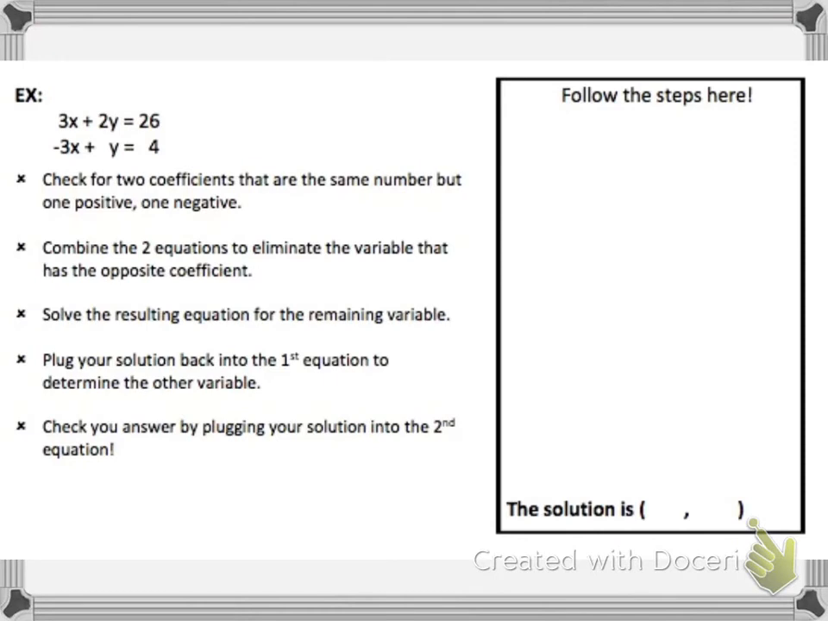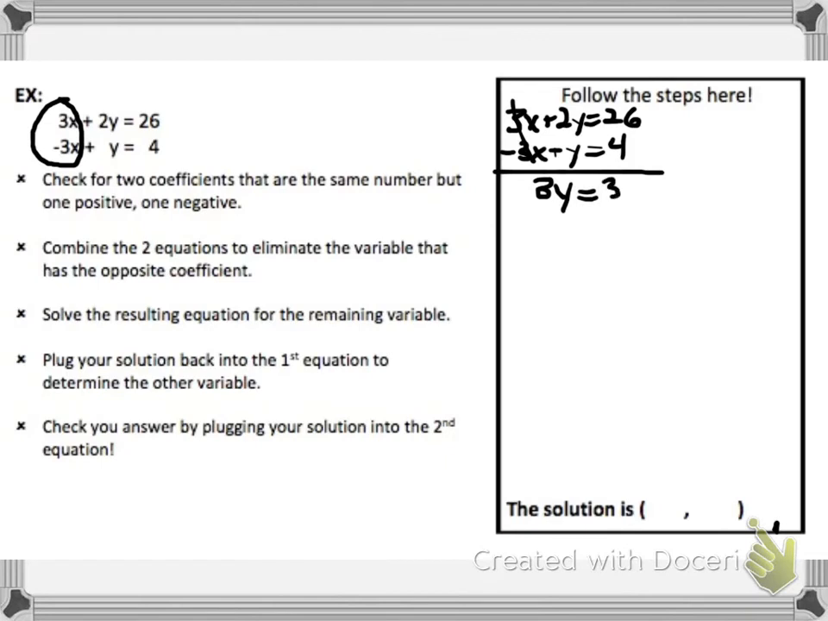We have 3x plus 2y equals 26 and negative 3x plus y equals 4. I'm going to check for two coefficients that are the same number, but one is positive and one is negative. I found those right there. I'm going to combine the two through elimination. Let's rewrite them real quick: 3x plus 2y equals 26, and negative 3x plus y equals 4. Combine these two, and they eliminate, and I wind up with 3y equals 30.